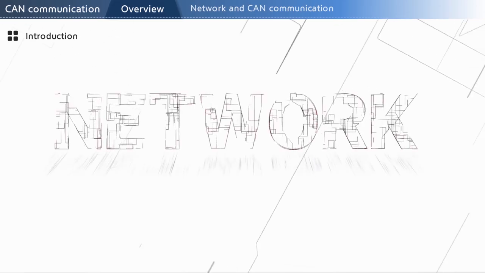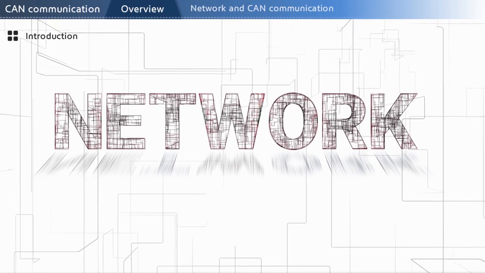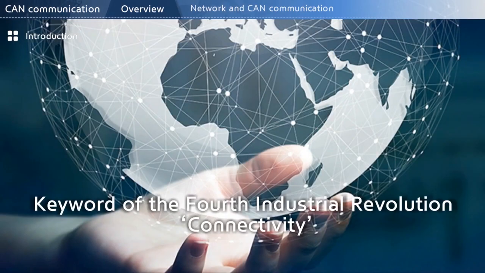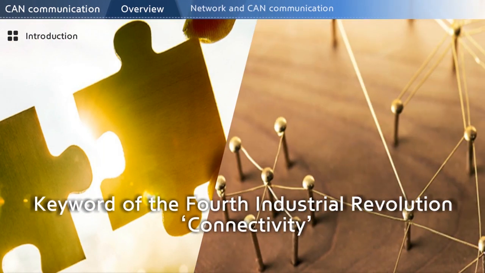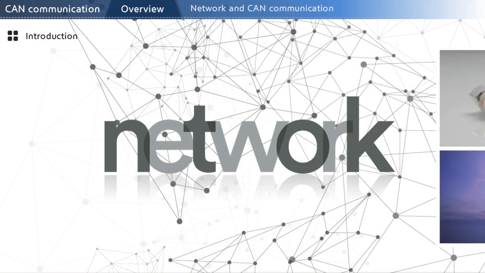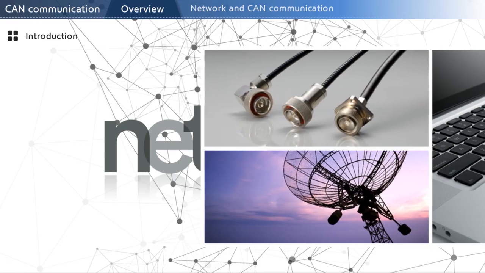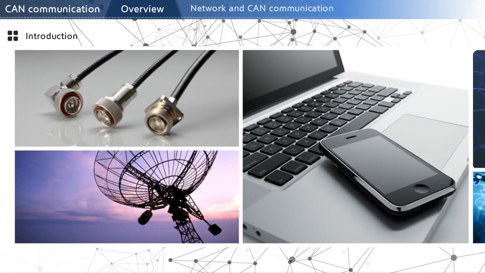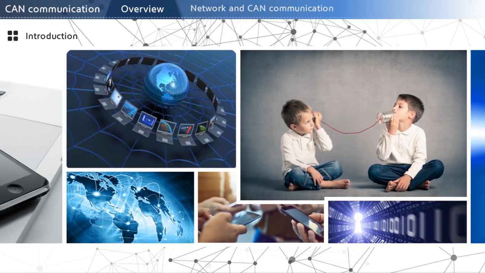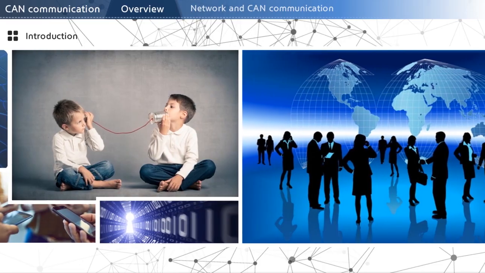Before starting CAN communication, let us understand what a network is and how networks are configured in a vehicle. A network is a system of digital connections. This is an exchange of information between devices or people, which happens over computers or social networks in everyday life. In other words, a network means connections that allow systematic communications between people.